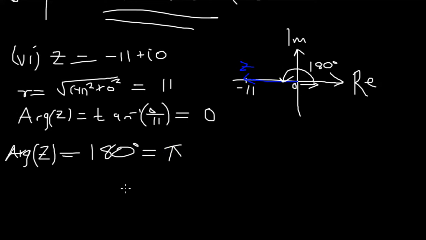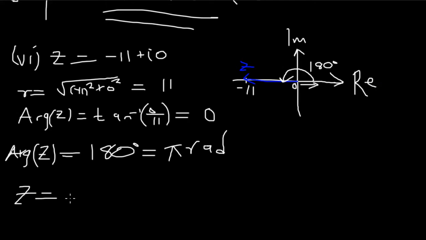Since I've been writing them in degrees, let me write this one in radians. So this is just the same as pi rad. 180 is just the same as pi in radians. So we move on to the next. Oh, sorry, let me finish it up.